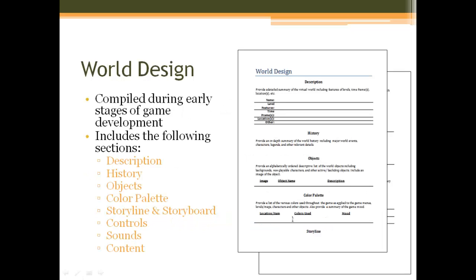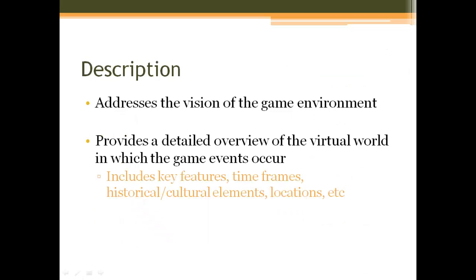Moving then to the world design document. The world design document is compiled during the early stages of game development. So at this point, we are now starting our actual production of the game. The document includes a description, the history, the objects, the color palette, storyline and storyboards, controls, sounds, content, etc., everything that's included in the world.